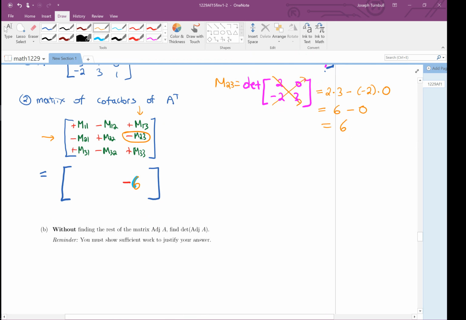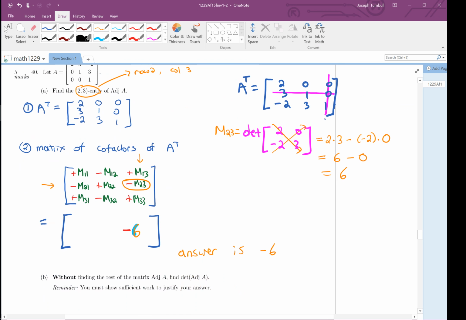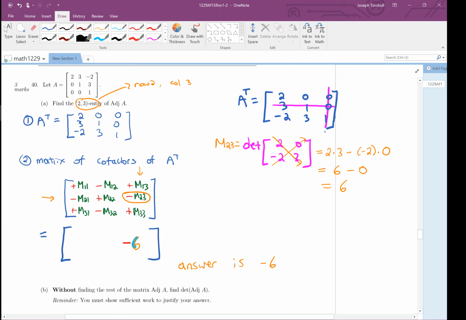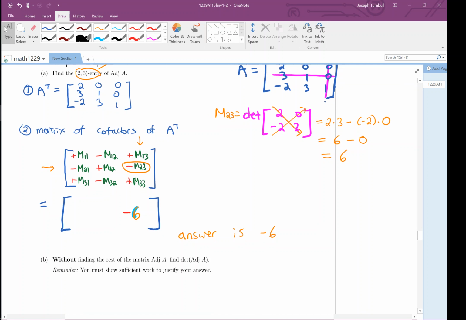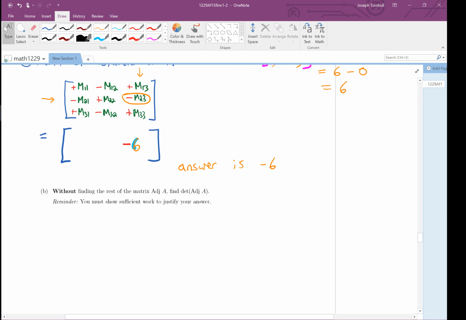So I'll say answer. Oh, stop. Answer is negative 6. The person marking it knows exactly what you think the answer is. They don't think it's 6, and they don't think it's A transpose or M23.